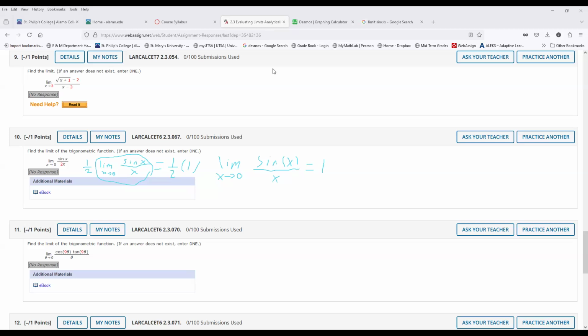For number 10, does that only apply when the limit's approaching 0? What if it was approaching any other number? Yeah, this is only when x is going to 0. Then you can use this formula. If it's not going to 0, then we shouldn't be talking about this guy right here.